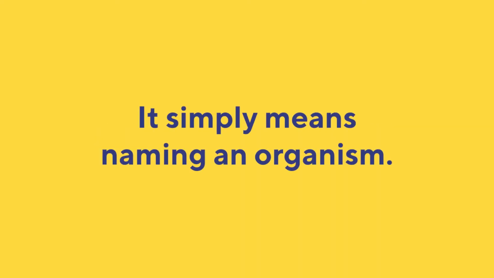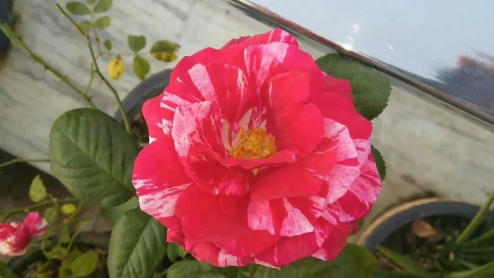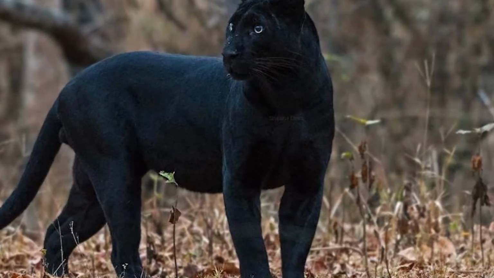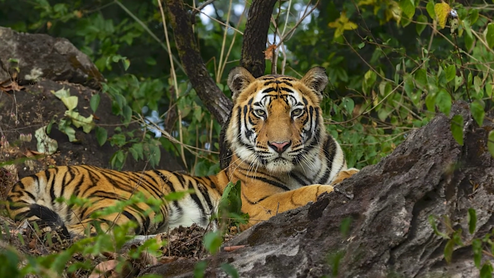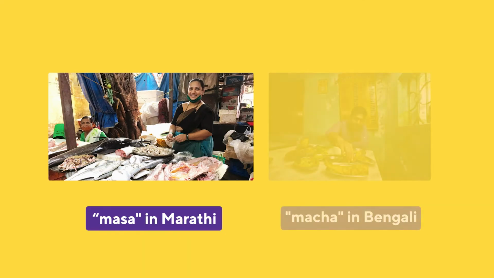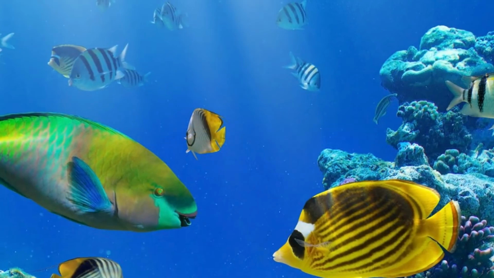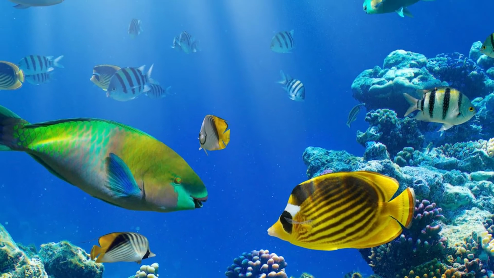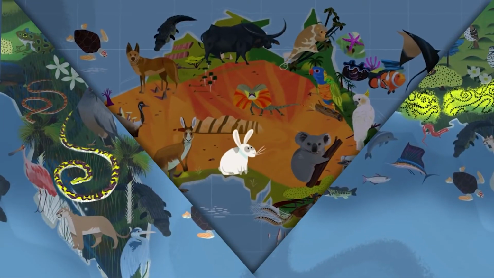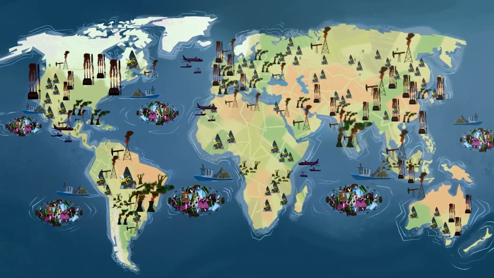It simply means naming an organism. As we are aware, local names of plants and animals might be different for different regions in a country and create confusion while communicating. For example, do you know that fish is called masa in Marathi and macha in Bengali, but we don't call it masa or macha commonly, right? We call it fish, which is easier to remember. So, it is necessary to standardize the naming of living organisms so that they are known by the same name. It is referred to as nomenclature.